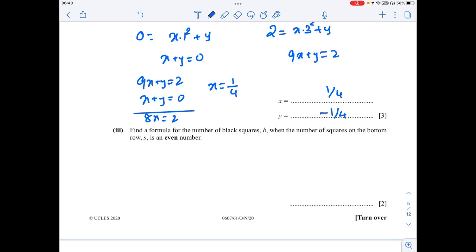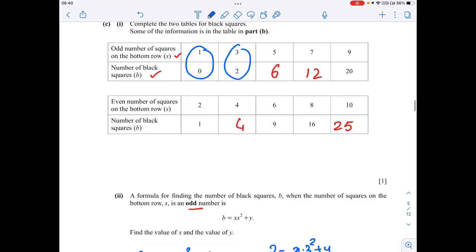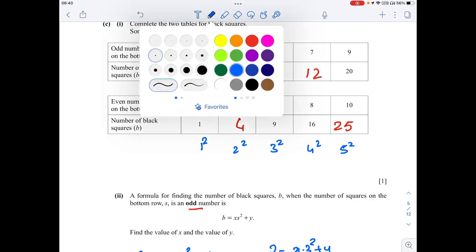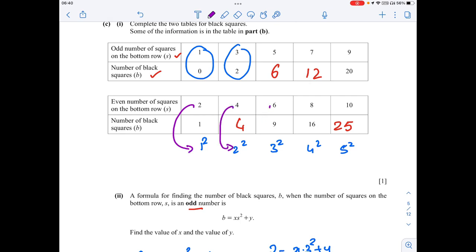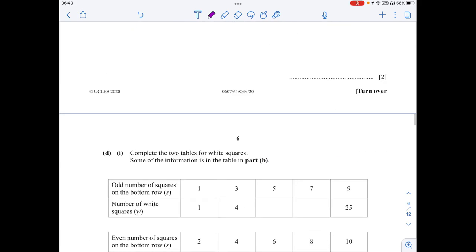Find a formula for the number of black squares when the number of squares on the bottom row S is an even number. So we have to find it out for an even number. Just now we were able to say that this is 1 square, 2 square, 3 square, 4 square and 5 square. So it has to be related with this 2, 4, 6, 8, 10. So it can be clearly seen that it is S upon 2 whole square.